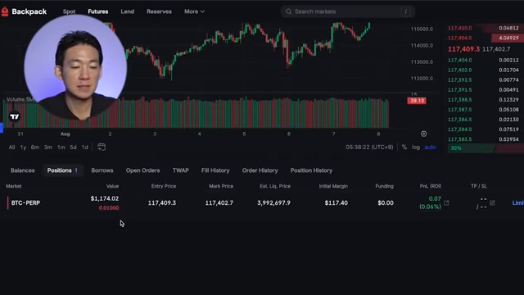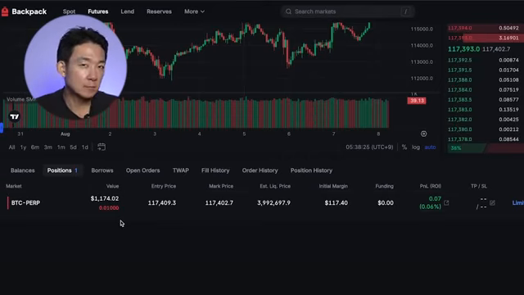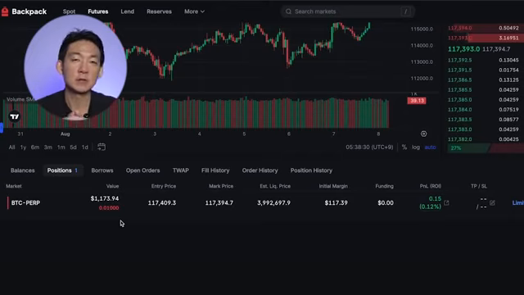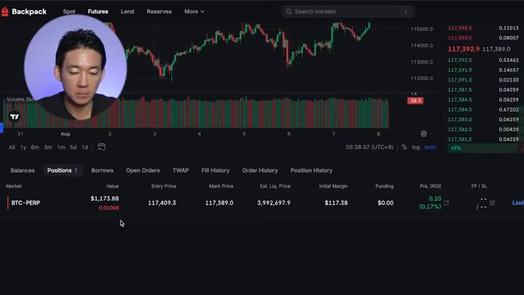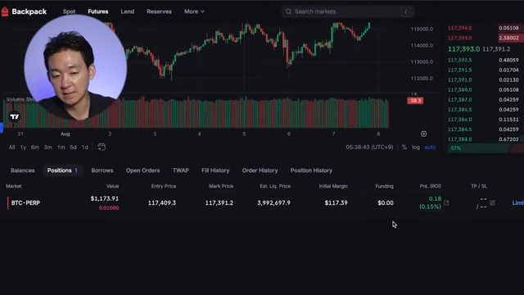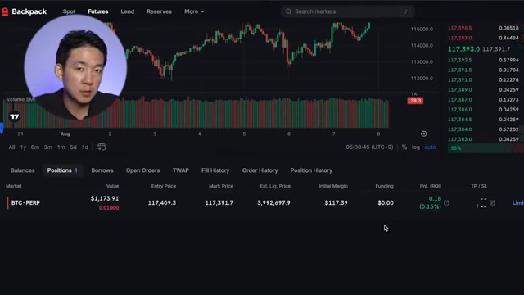That means I am not going to be exposed to any of the risk from Bitcoin price movement. Even if the price is going up or down, I'm not going to lose or make money from Bitcoin price action, right? So what's happening here is that I'm going to receive funding rates on these perpetual positions.